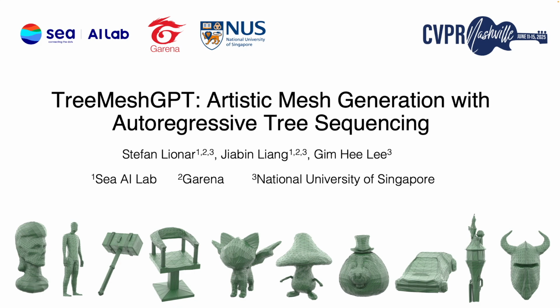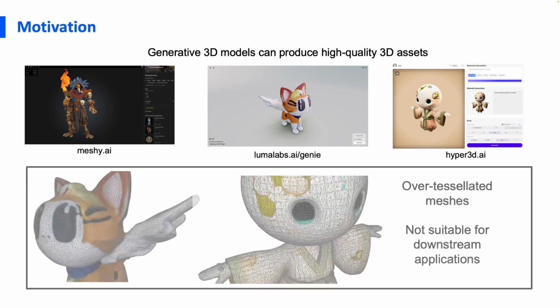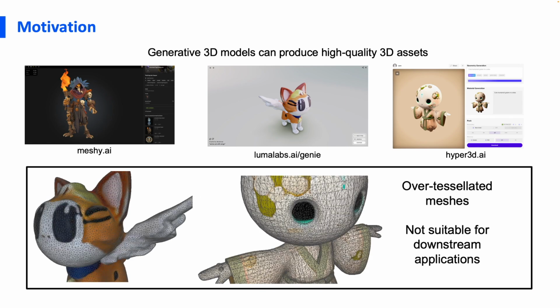We present TreeMeshGPT, a new method for artist-created mesh using autoregressive tree sequencing. In recent years, there have been significant improvements in 3D generative models. These models can generate high-quality 3D assets conditioned on text, image, or point cloud, and have seen increasing adoption for commercial products. However, the outputs of these models are typically over-tessellated meshes that are not suitable for downstream applications.